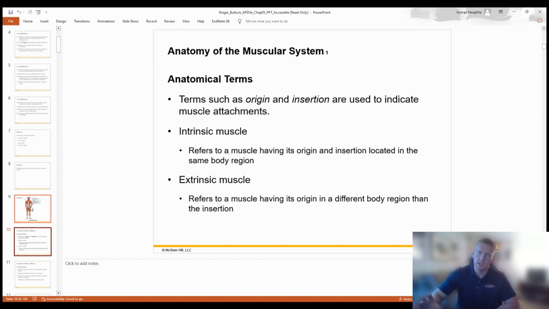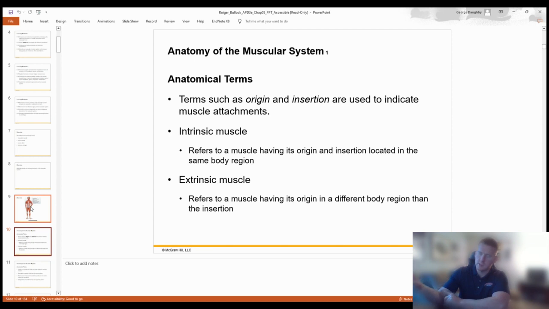So if you need to understand the difference between the two, let's take the bicep, for example. The origination point of the bicep is at the top of the shoulder. It's connected right at the coracoid process, right? And the insertion point of the bicep comes all the way to the radius down here at the bottom. Now, what is the function of the bicep? It's responsible for elbow flexion.